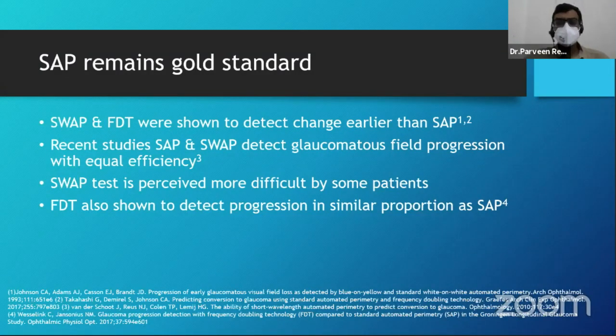Also, the swab is considered not a very friendly test for patients. Some patients have reported that they find it more difficult to do a swab test than the SAP. Similarly, FDT has been shown to detect progression almost similarly to the SAP. So SAP remains the gold standard for detection of glaucoma as well as for the progression of glaucoma. So the rest of the presentation I will dedicate to SAP only.